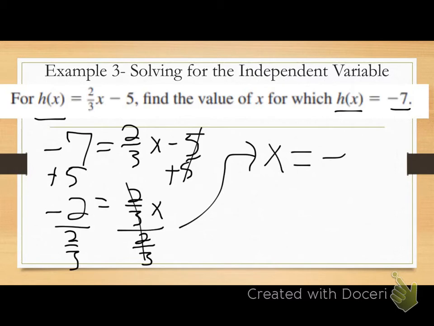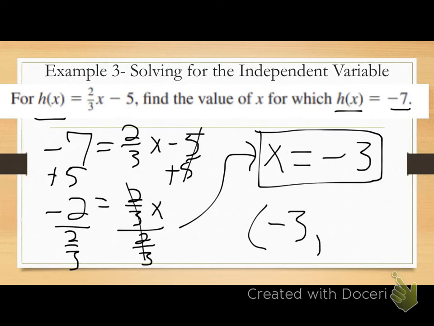You can do this in your head or on paper. In my head. Yeah. You like keep, flip, change, KFC, you know? Come on now. What do we get? Did you type it in? Negative 3. So, the value of x when h of x is negative 7 is negative 3. So how would I write this as an ordered pair if I was asked to? Negative 3, because that's my x value. Negative 7, because that's my y or h of x value, right?